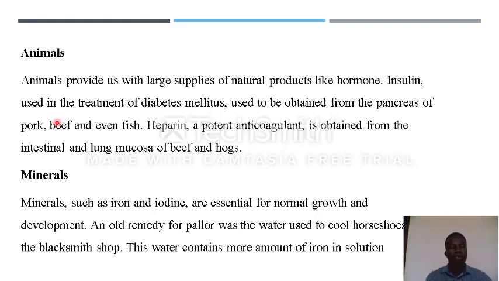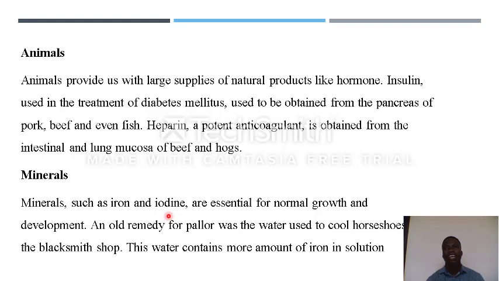The next one I would like to talk about is minerals as a source of drugs. Minerals such as iron and iodine are essential for normal growth and development. An old remedy for pallor was the water used to cool horses in a blacksmith's shop. This water contained a large amount of iron in solution. So minerals are also a source of drugs. We get minerals like iodine and iron that help in enhancing an individual's well-being.